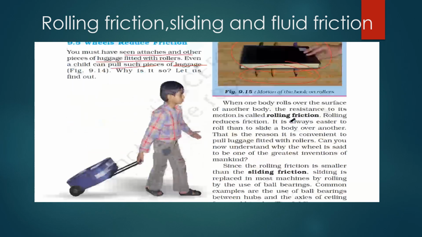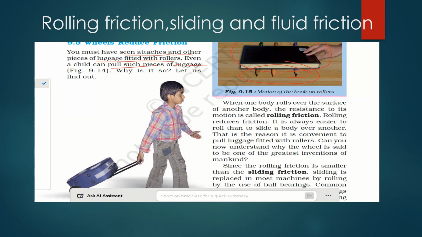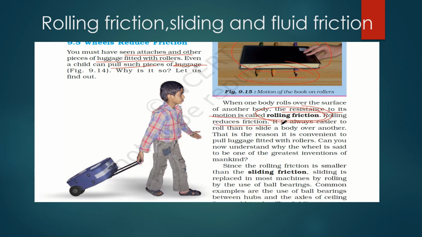So when one body rolls over the surface of another body, the resistance to its motion is called the rolling friction. So rolling reduces friction. It is always easier to roll than to slide a body over another. So when a body is moving or rolling over the surface of another body, the resistance of motion is the rolling friction. So that is the reason it is convenient to pull a luggage fitted with rollers.